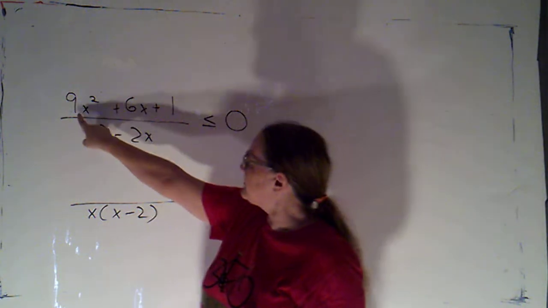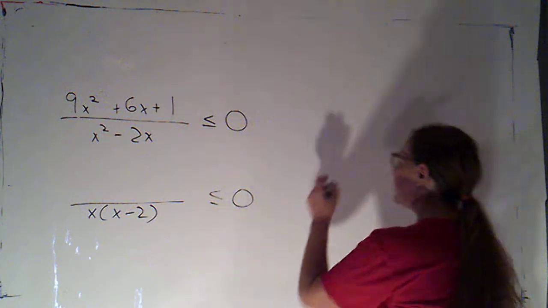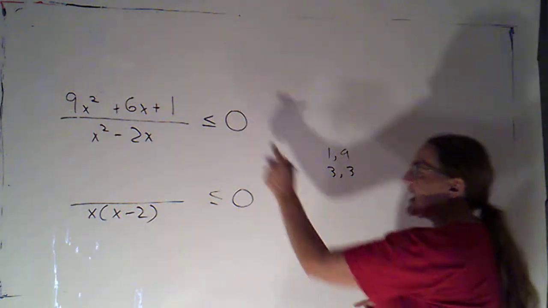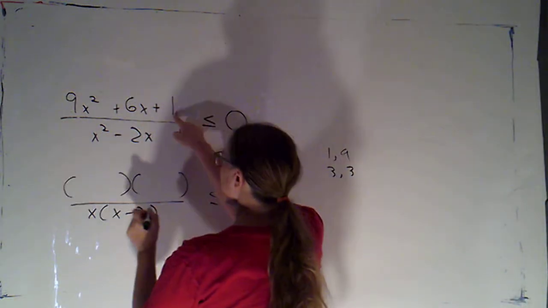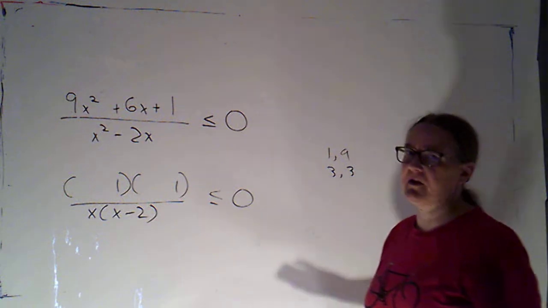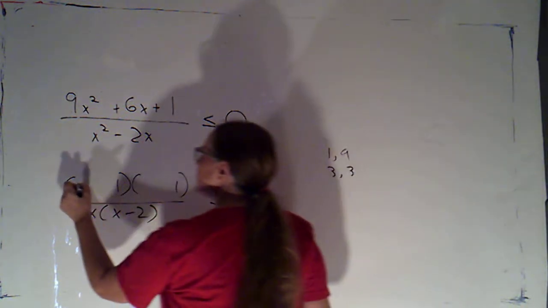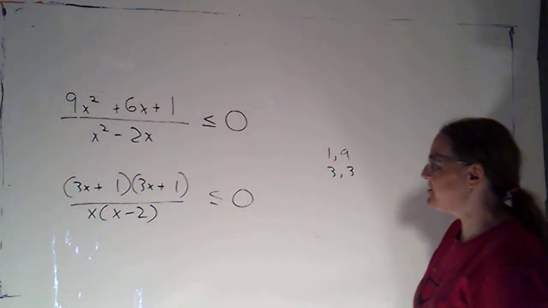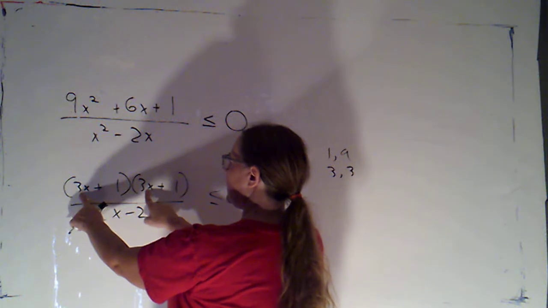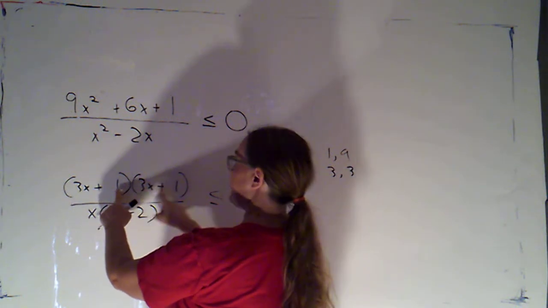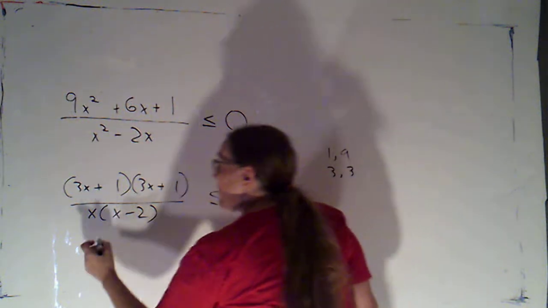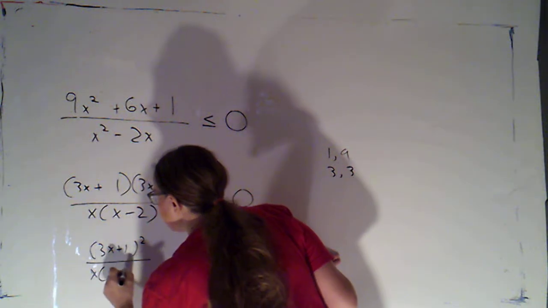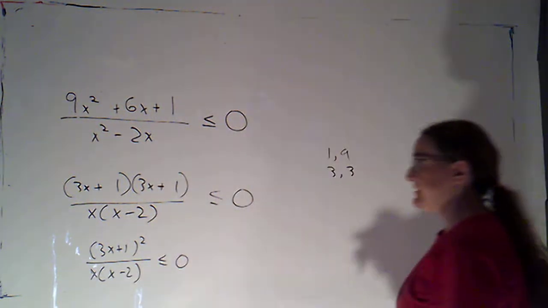Now on top, it's a fairly big number as my lead coefficient, but the only numbers that multiply to give me 9 are 1 and 9 and 3 and 3. And I can see I'm going to have ones in this position because those are the only integers that are going to multiply to give me 1. So it looks like 3x plus 1 and 3x plus 1 is going to do it. Let's double check. 9x squared, 3x and 3x, that gives me my 6x plus 1. So if I wanted to, I could rewrite this as 3x plus 1 squared over x times x minus 2 less than or equal to 0.